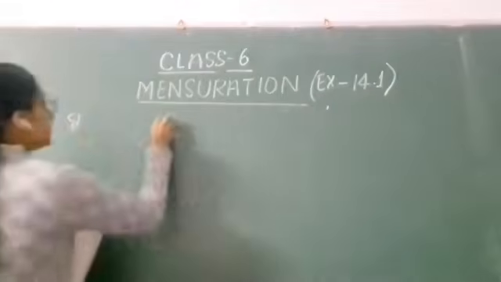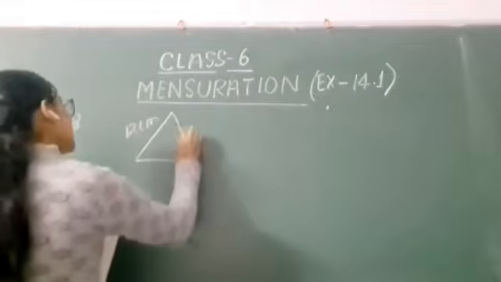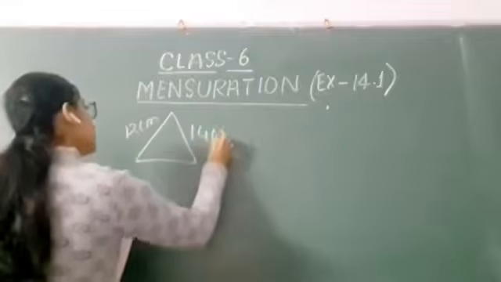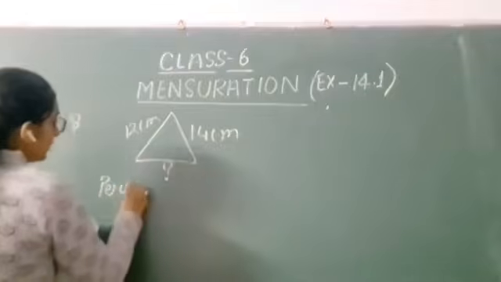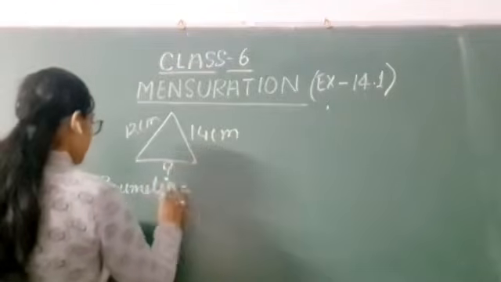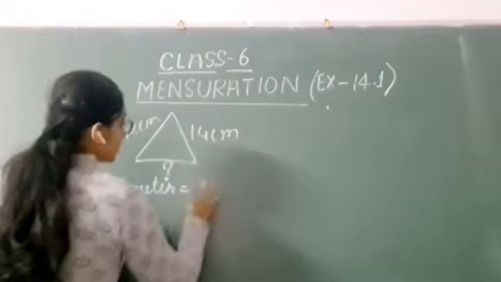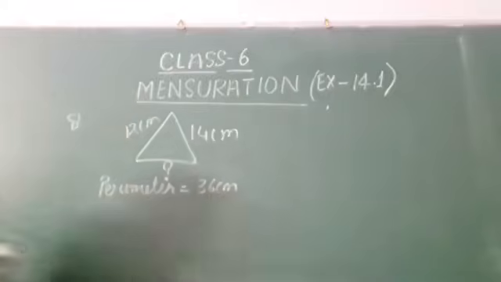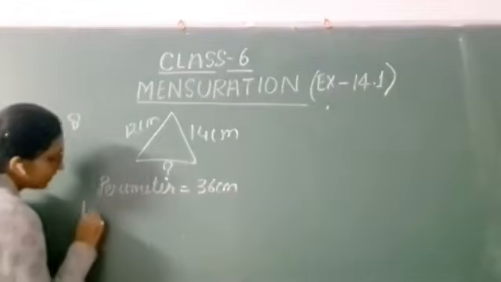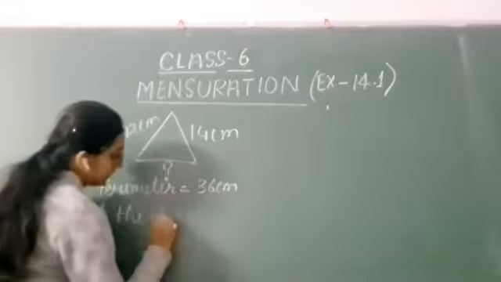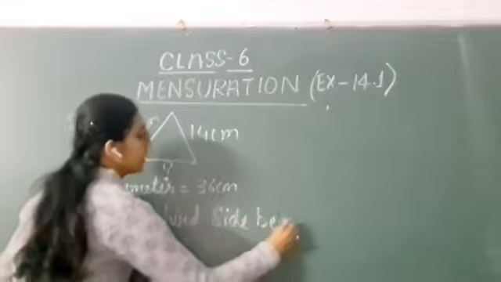Question number 8. Triangle is given and two sides are given, that is 12 centimeter and 14 centimeter. We have to find the third side. Perimeter is given. Perimeter is given 36 centimeter. We can let the third side be x.